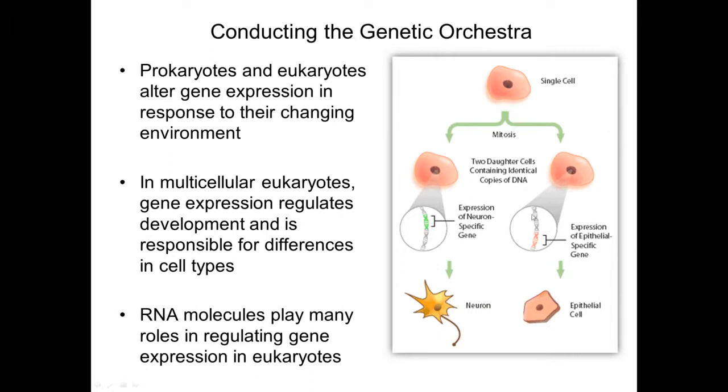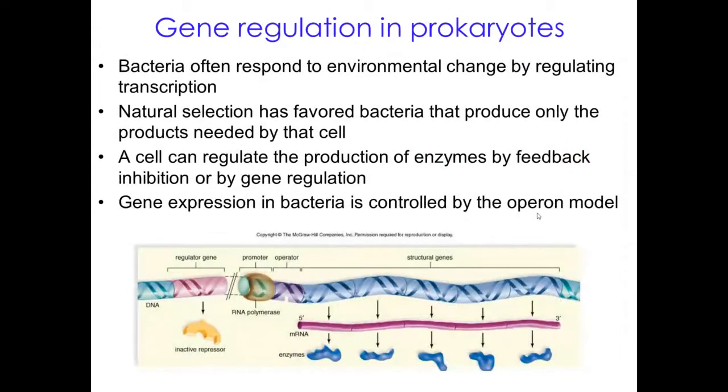All right, so keep in mind that it's called differential gene expression, meaning that we have different genes turned on in different cell types at different times to make sure the cells follow the path that they're supposed to follow. And we regulate that gene expression in a whole variety of different ways that we're going to be talking about. So first, we're going to talk about it in prokaryotes.